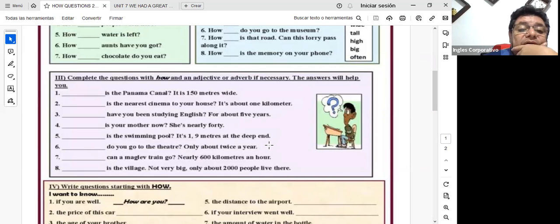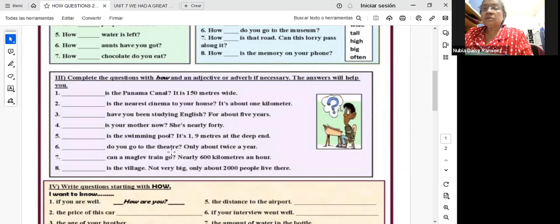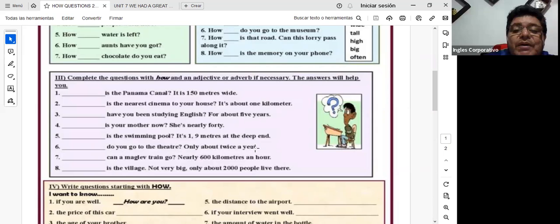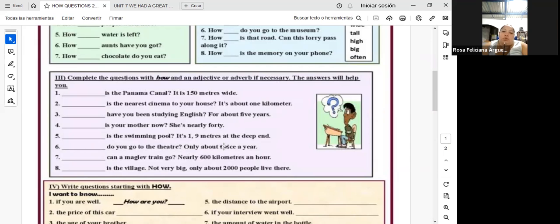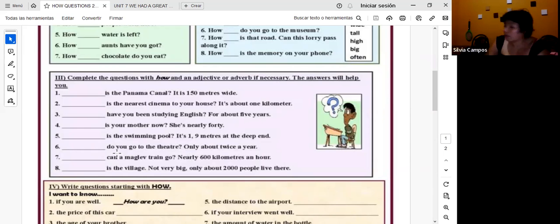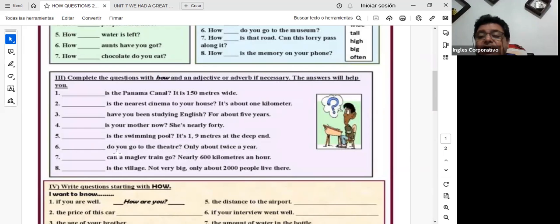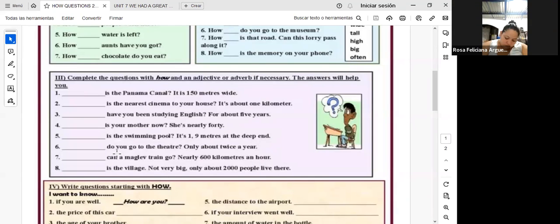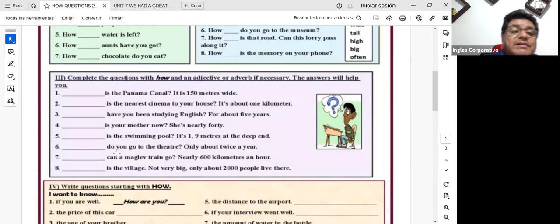Good. Now, go to the theater. Only about twice a year. Remember the answer: twice a year, twice a week, twice a month. How often? Exactly, how often do you go to the theater?